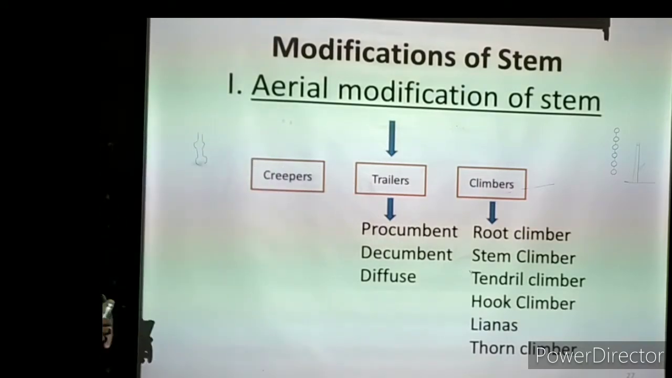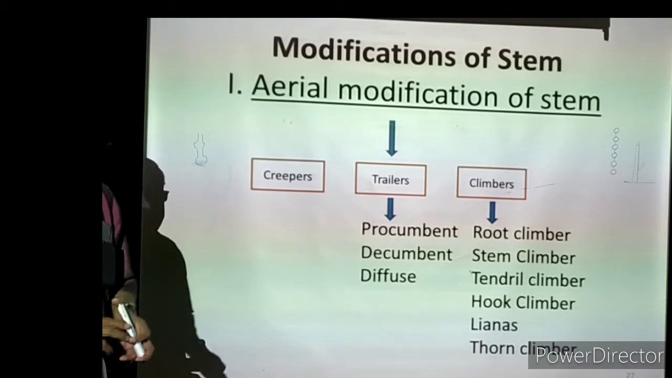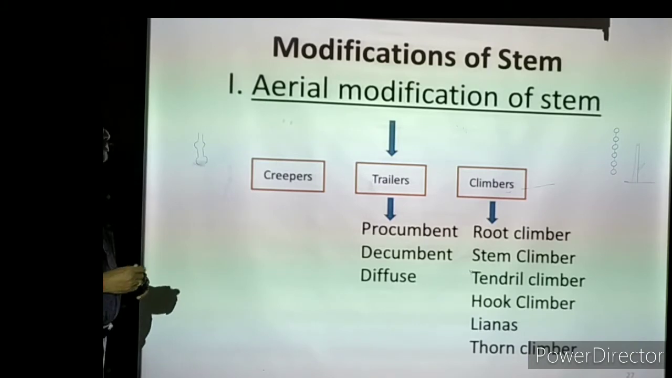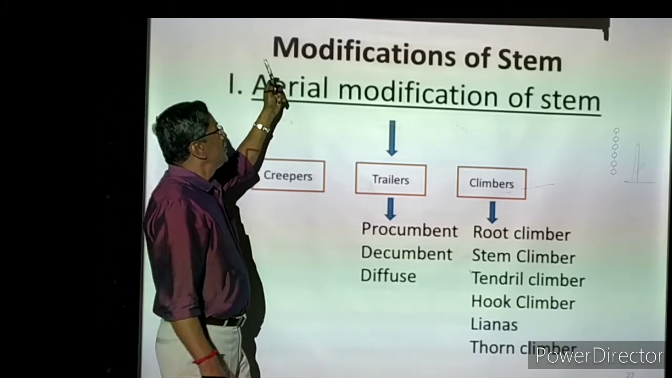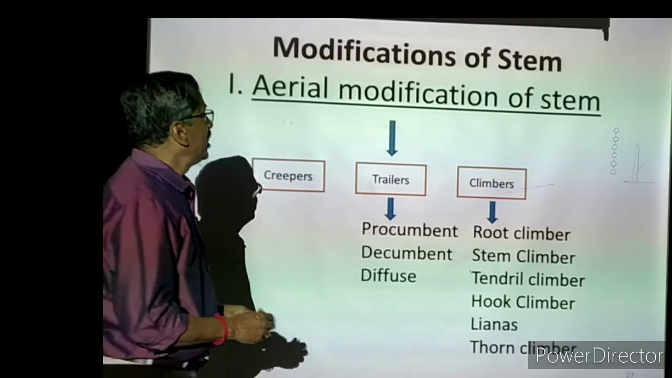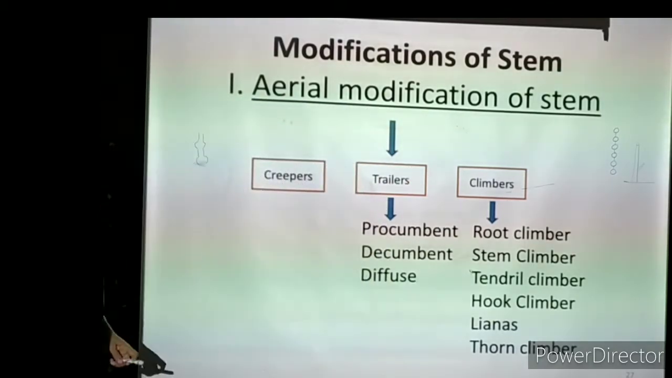So the stem is performing so many important functions. Main support is the main thing. It is bearing the branches, leaves, flowers, fruits, everything. That is the main thing. But in addition to that, they are modified. They are changing the shape, size, structure in order to do some additional functions. That is called the modifications of the stem.